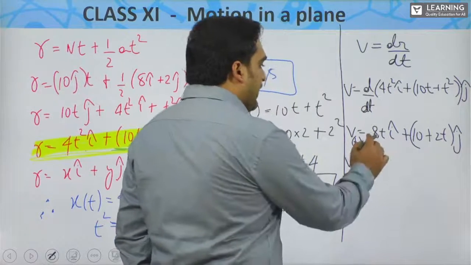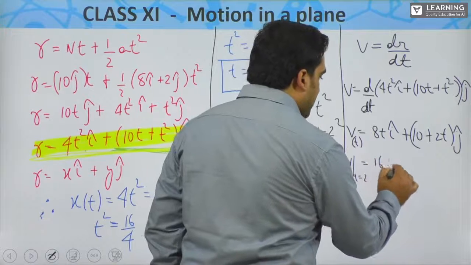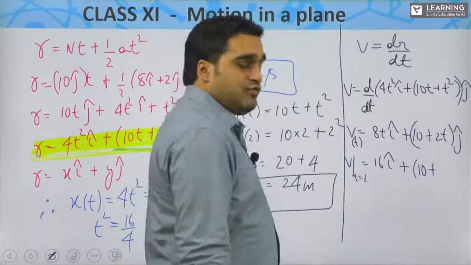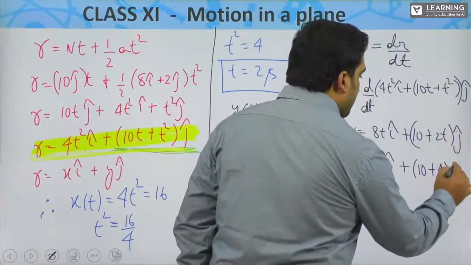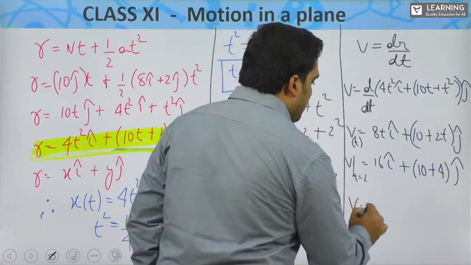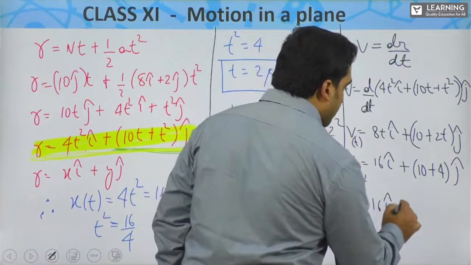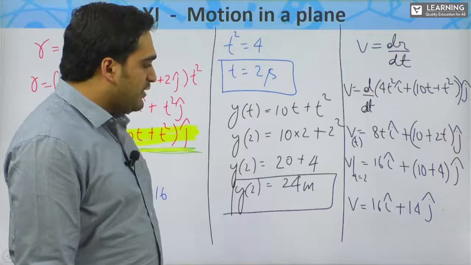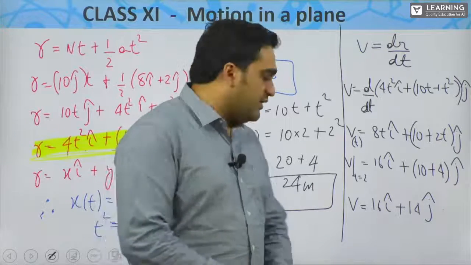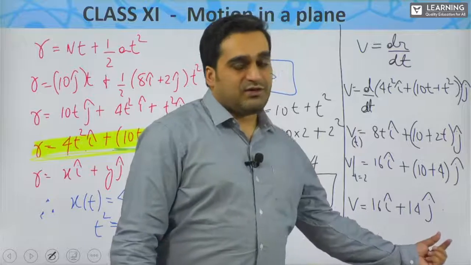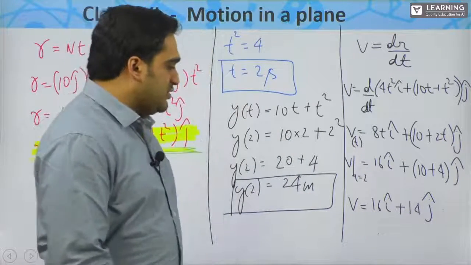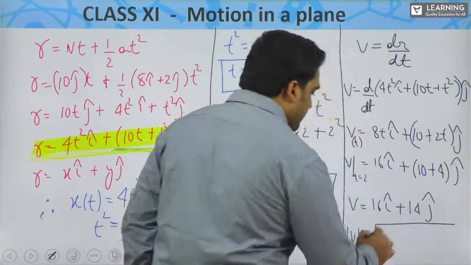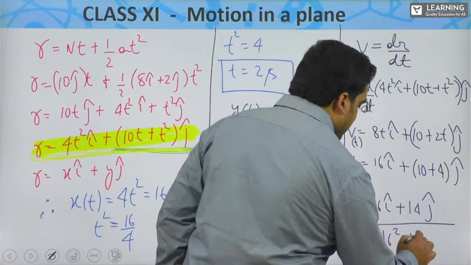Well, let's find out. 8 times 2 plus 10 plus 2 times 2, and you get v equal to 16 i cap plus 14 j cap. Ta-da! We have found the velocity in its two respective components, velocity along the x-axis and velocity along the y-axis. So to find the magnitude of velocity, you take the square root of 16 square plus 14 square.